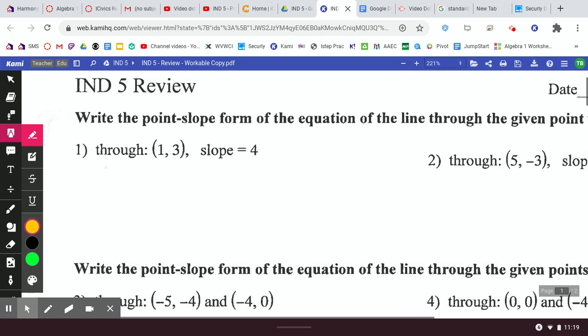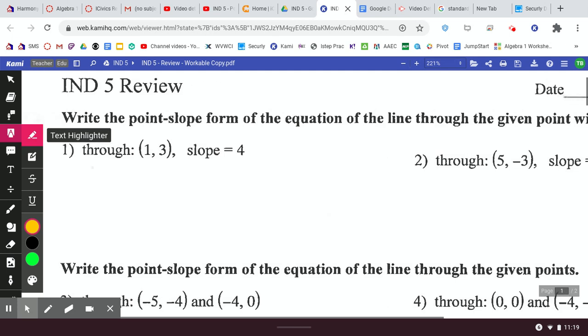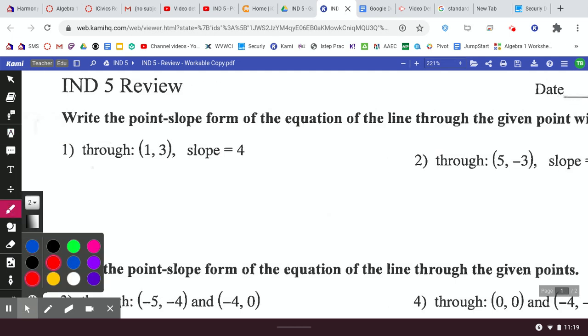My highlighter's not working. Well, I guess I'll underline it. Works for me. All right, so notate in some way what it is you're trying to get to. So here, I'm trying to get to point slope form. Okay, that's my end goal.